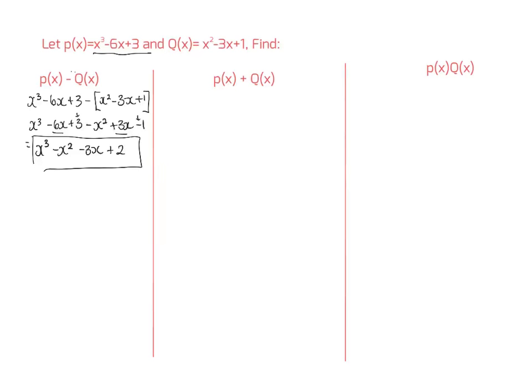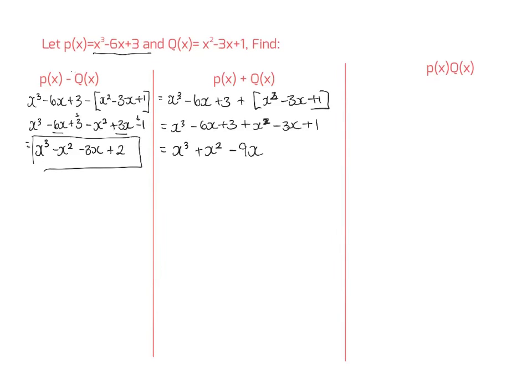So when we're going to add them, we're simply going to add the functions. So it's the same thing. There's the p of x. I'm going to add q. Okay, so expand that out. So plus x squared minus 3x plus 1. Oops, sorry, that's squared. Okay, so we end up with x cubed plus x squared minus 9x plus 4. So that's what that one equals.